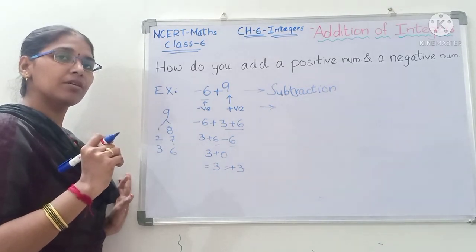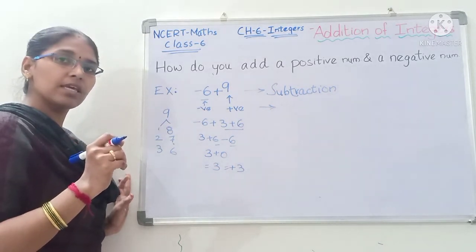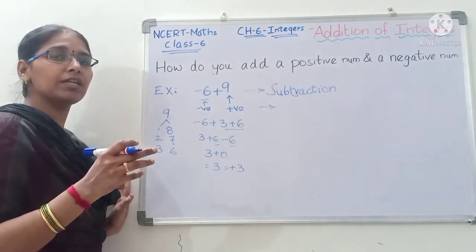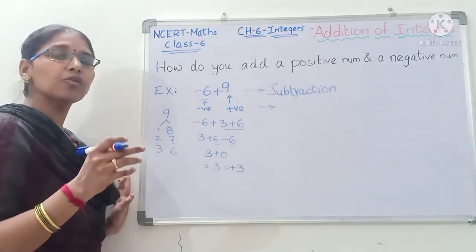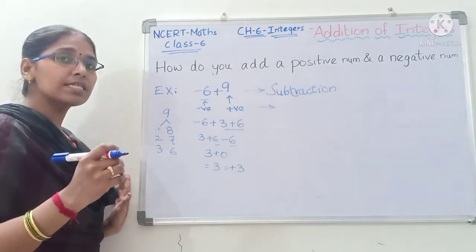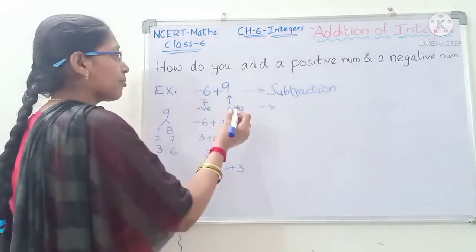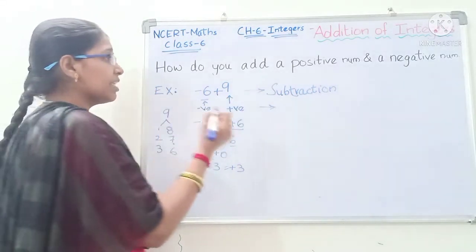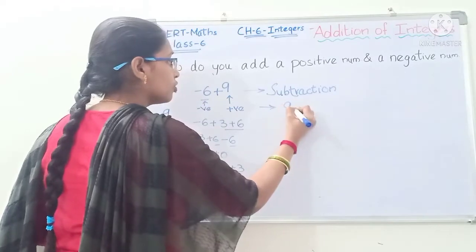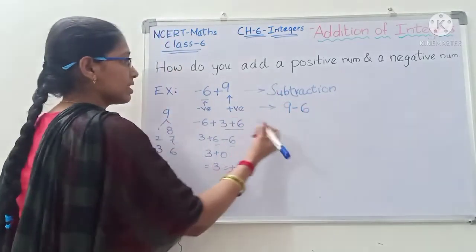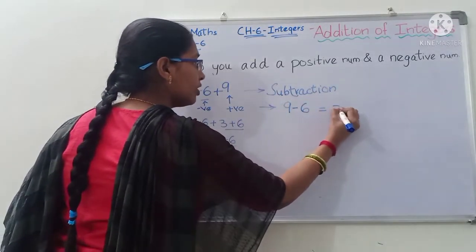Tell me. If you have 6 chocolates, can you give 7 chocolates to your friend? It is not possible, right? You can give only chocolates less than 6. So, you always subtract a small number from a big number. So, you should do 9 minus 6 here. What answer did you get? 3 you got.